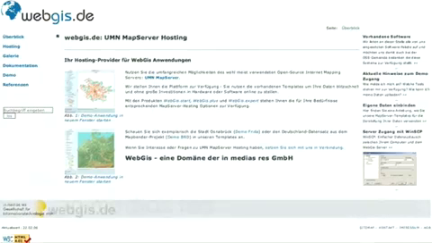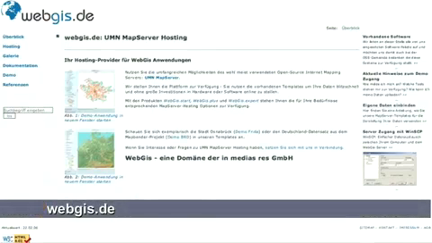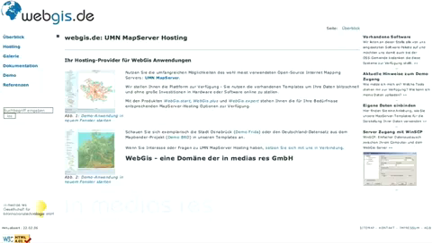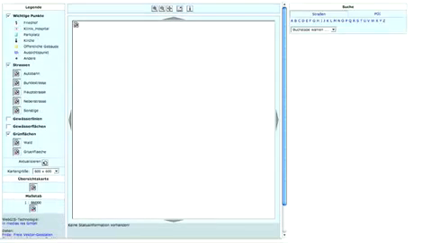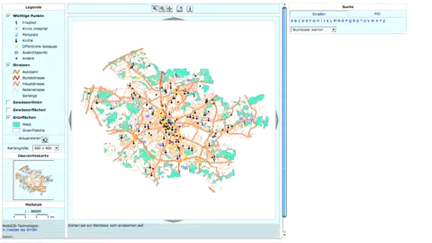Or if you're in Europe and Germany, if you're interested in serving out some GIS, there's webgis.de. Again, focusing on MapServer's potential, but it shows that it's not just US-centric or English-speaking world-centric web hosting out there for the GIS community.